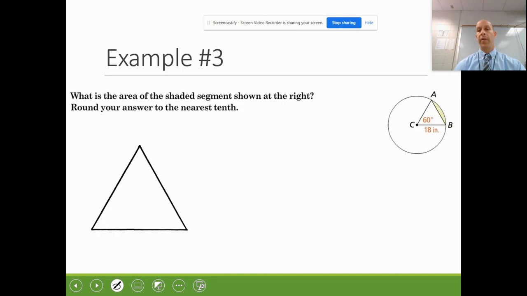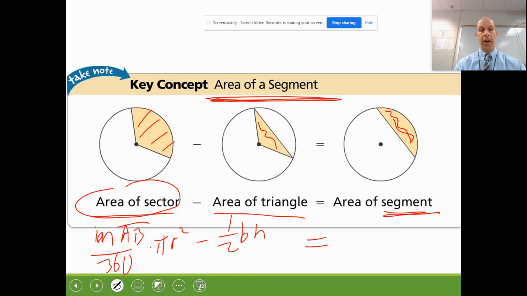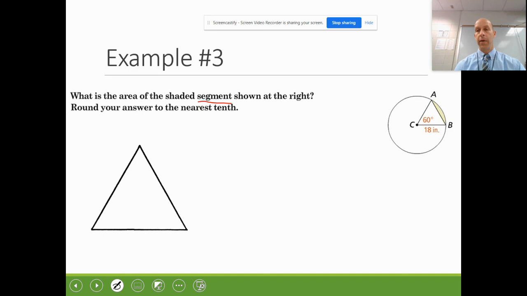So let's see an example of that. We're trying to find this light brown segment over here. Remember, we're dealing with a segment of a circle. So what we have to do is find the area of the sector and the area of the triangle, and then subtract. First, let's start with the area of the sector.